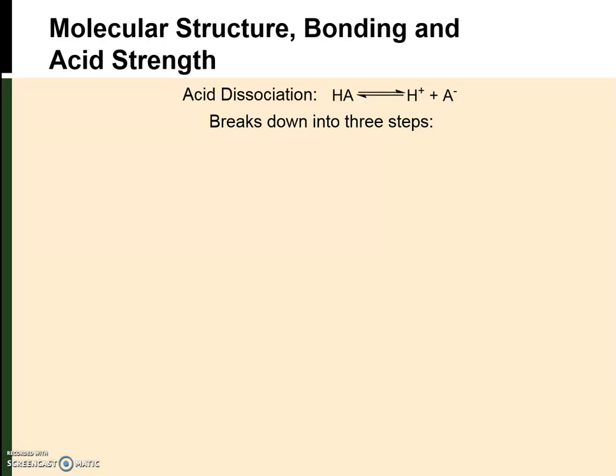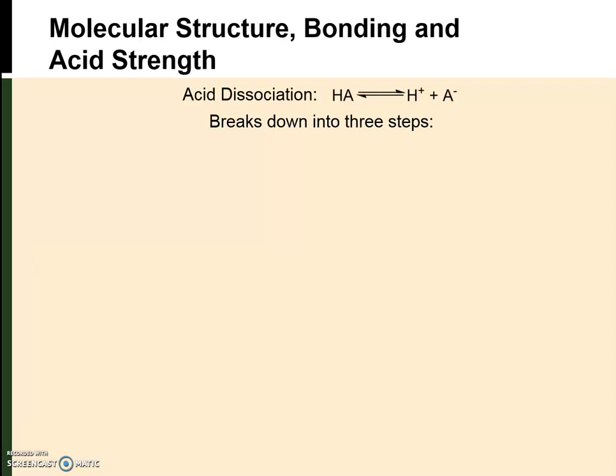So in this discussion, we first want to think about the generic reaction that occurs when something behaves as a Bronsted acid. So acid dissociation must occur, in which the acid, in this case the general acid HA, is broken into a proton and A-, the conjugate base of HA. And we can actually break this reaction down into three steps.